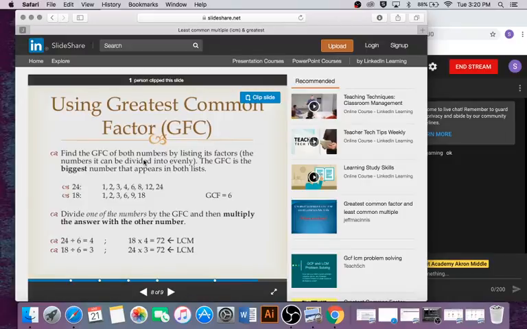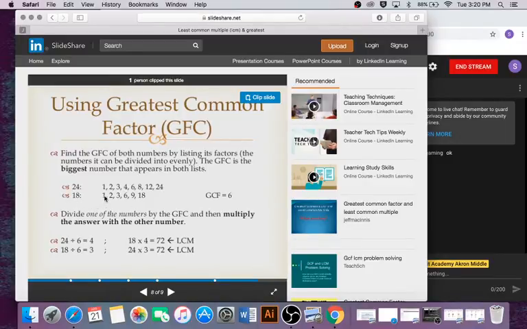For greatest common factor, you'll list all the factors of the number, which are all the numbers that can be divided into it evenly. And the biggest number that appears on both lists is the greatest common factor. So if we look at 24, 1 times 24 is 24, 2 times 12 is 24, 3 times 8 is 24, and 4 times 6 is 24. So those are all the factors of 24.